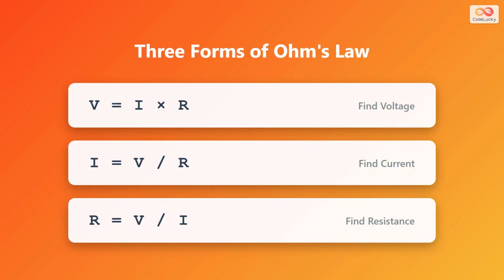Ohm's law can be rearranged into three different forms, depending on which quantity you need to find. To find voltage, use V equals I times R. To find current, rearrange the formula to I equals V divided by R. To find resistance, use R equals V divided by I. By memorizing just one form, you can derive the other two through simple algebraic manipulation.